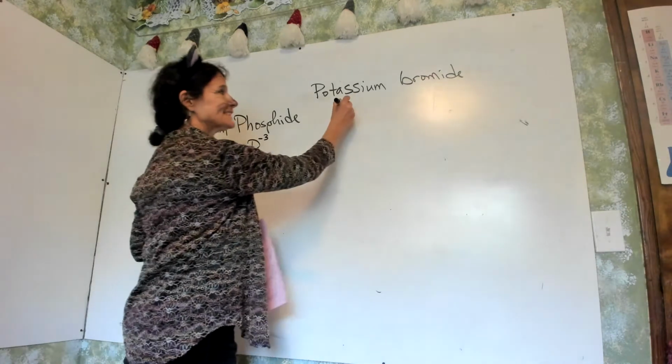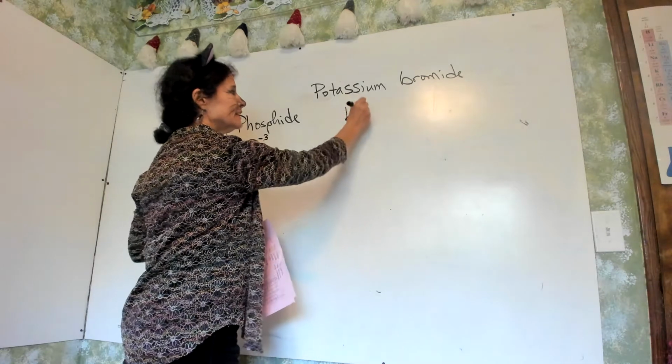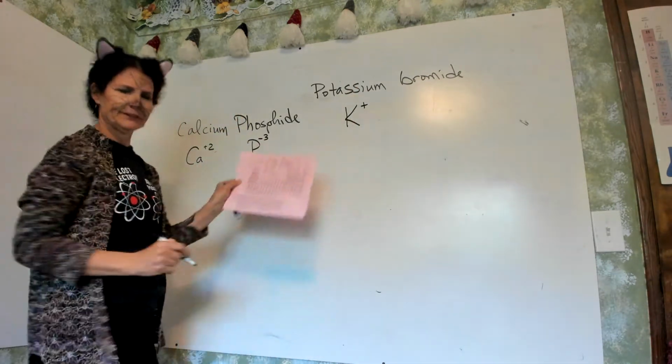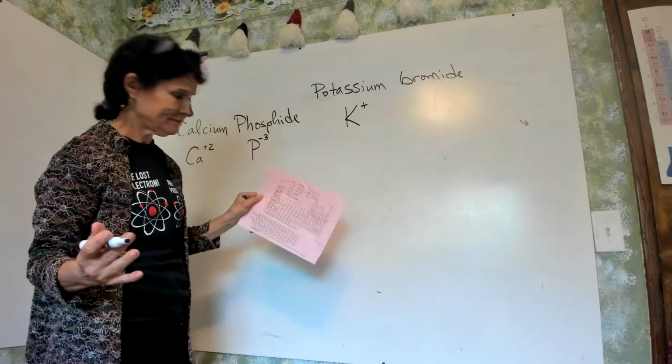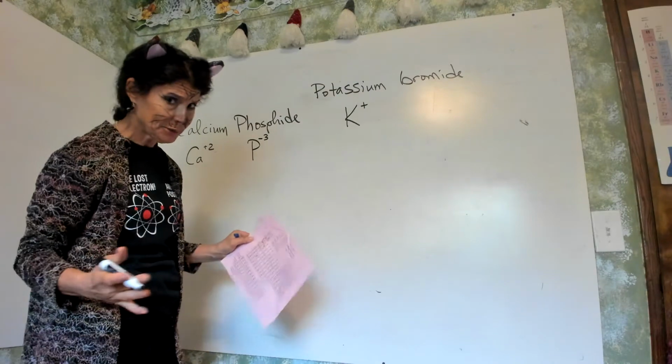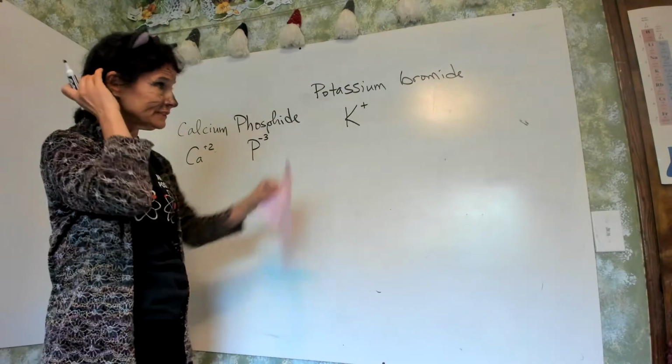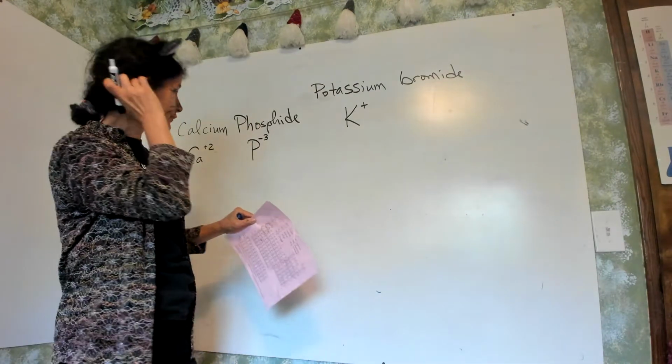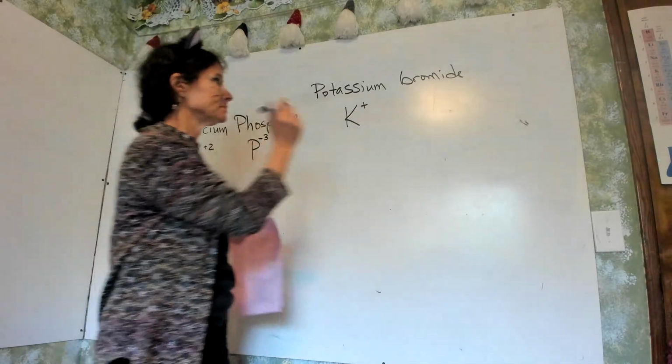All right, potassium, special K, it gets a 1. First column, they have 1 extra electron, they get rid of it. Second column, 2 extra electrons, they get rid of it. So alkali metals are always +1, the alkaline earth metals are always +2.